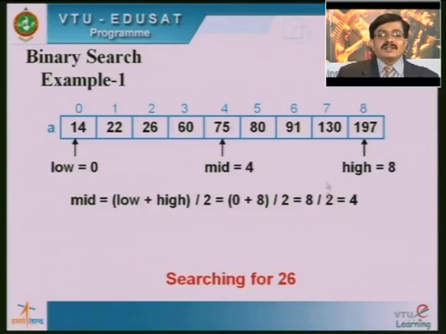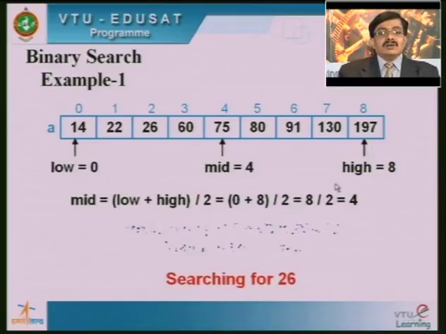Now I am supposed to search for 26. I will compare this 26 with the 75. Here clearly note that if 26 is lesser than 75, then you cannot expect 26 to be present in the right half of the array here. So since 26 is lesser than 75, in case 26 is present in the list, it can be present only in the left part, but never in the right half.